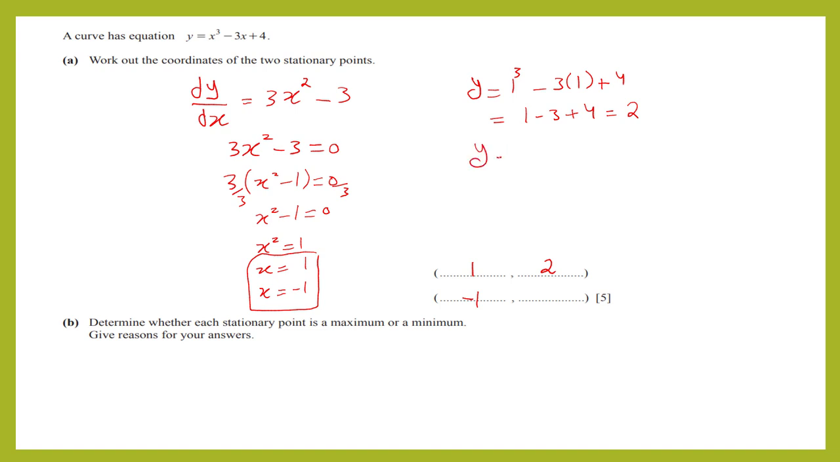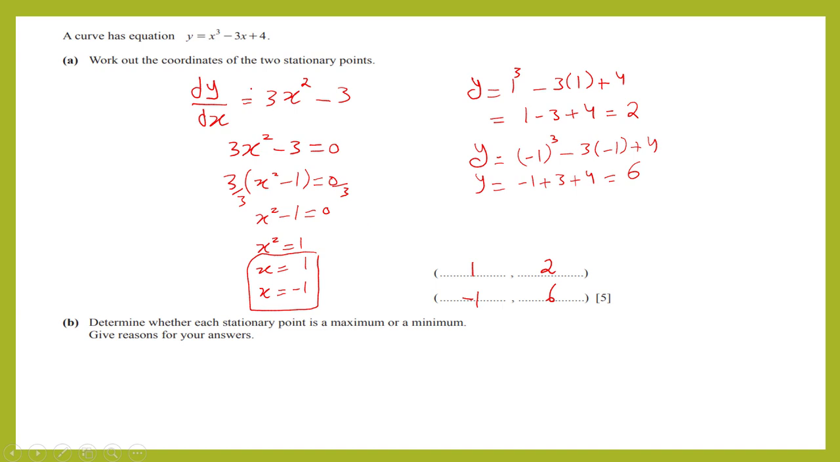The other y, when x is negative 1: negative 1 cubed minus 3 times negative 1, then plus 4. It will be negative 1 plus 3 plus 4. It will be 7 minus 1, which is 6. So the other y is 6. So now we have two points, 1 and 2, and negative 1 and 6. We got the stationary points.